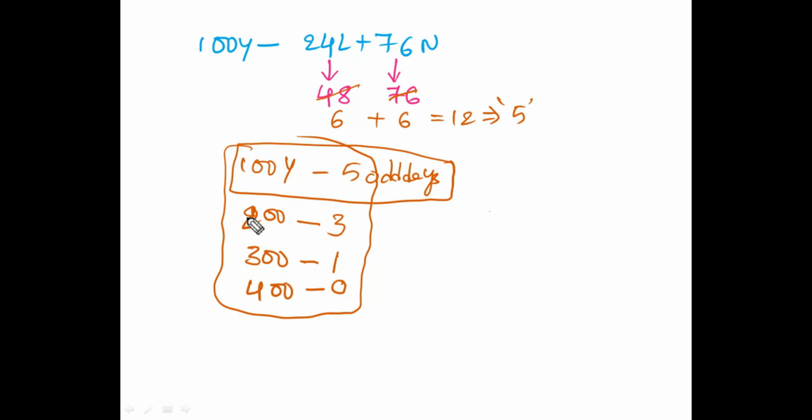100 years, 5 odd days. 200 years, 3 odd days. 300 years, 1 odd day. 400 years, 0 odd days. Now tell me, 500 years consists of how many odd days?